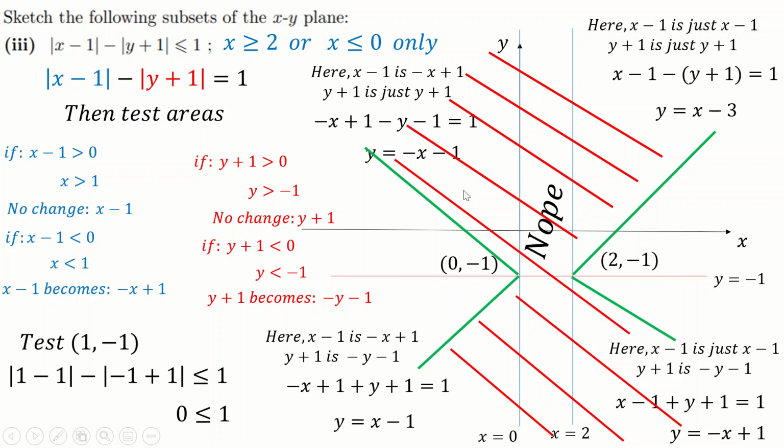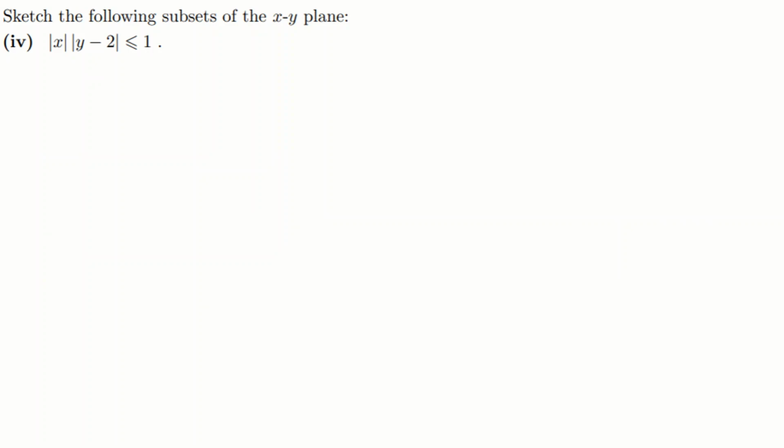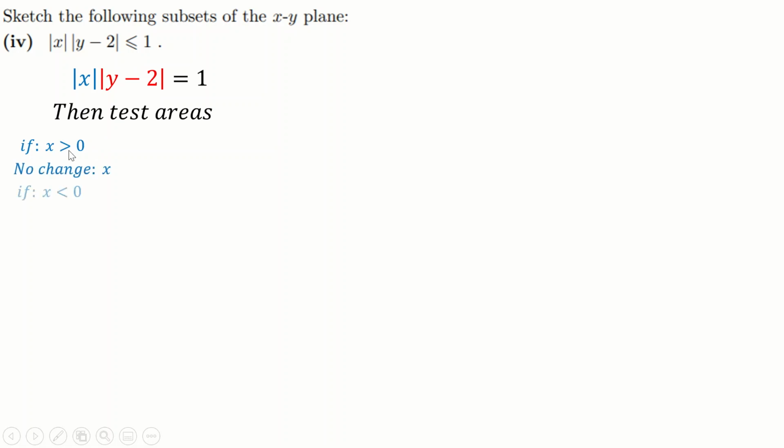Okay, excellent. Let's do the last one then. Sketch this here. Okay, so I'm going to proceed as I just did. So I'm going to say if x is, I'm going to do the equals one first, just like before. If x is greater than 0, I don't do anything. If x is less than 0, I change this to a minus x, just like I've done before.